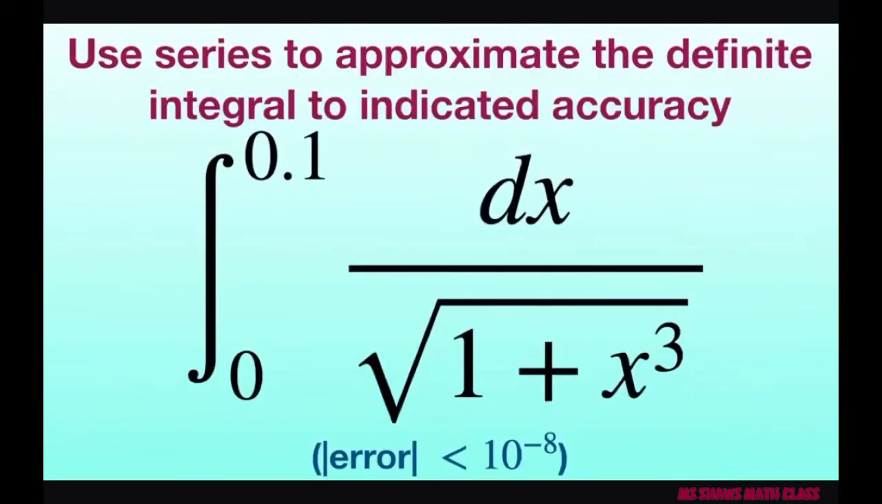Doing, we're going to use series to approximate the definite integral to the accuracy of less than 10 to the power of negative 8. So let's go ahead and first find a series representation for our f of x equals (1 plus x) to the power of negative 1/2. And then we're going to substitute for x cubed.